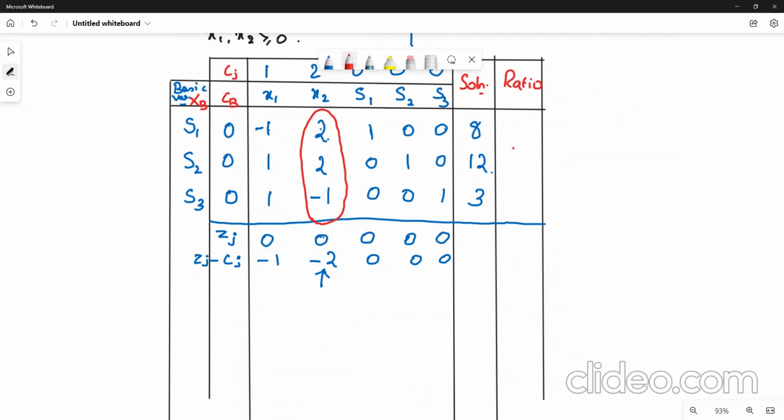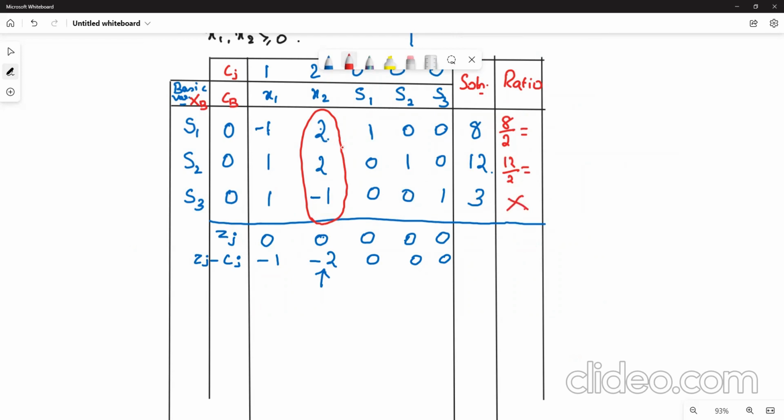Next, we have to find the leading row. So, how will you find the leading row? First, for that, we have to find the ratio. Ratio between what? Solution and the entry in the leading column. So, here 8 by 2, 12 by 2, 3 by minus 1. Remember while we find the ratio, the denominator should be positive and other than 0. If you get this denominator as negative, for that corresponding ratio, you won't find.